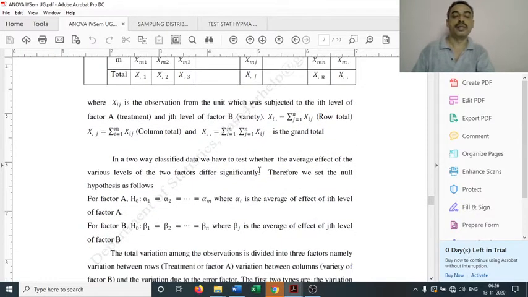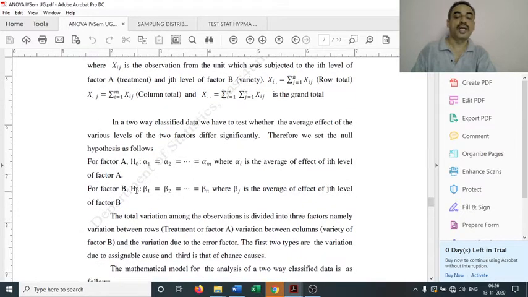So that is a model for this analysis of variance, and before that we have the two null hypotheses, one for factor A: alpha 1 equals alpha 2 equals etcetera up to alpha m, and second for factor B, that is the variety: beta 1 equals beta 2 equals etcetera up to beta n. So our assumption is that all the levels of factor A have equal averages, and in the second part of the hypothesis, all the levels of factor B, that is variety, are equal.